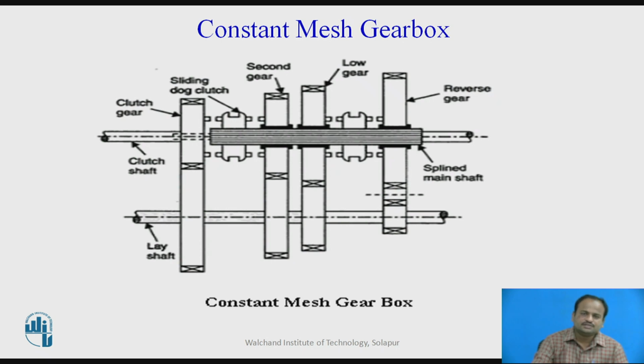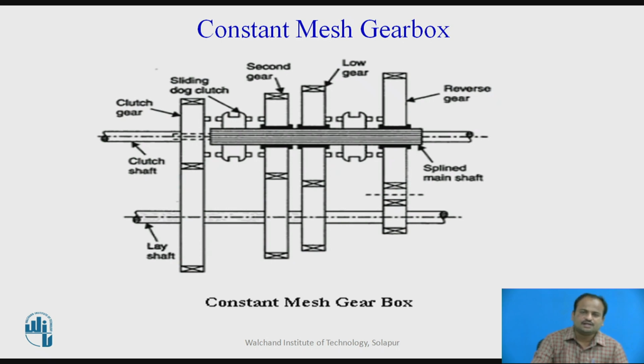When the gear lever is shifted, the dog clutch is slid over the spline shaft and engaged with the required gear. Suppose for the lower gear, if it is engaged, then we will get the first gear. So in that case, we will get less speed and more torque.